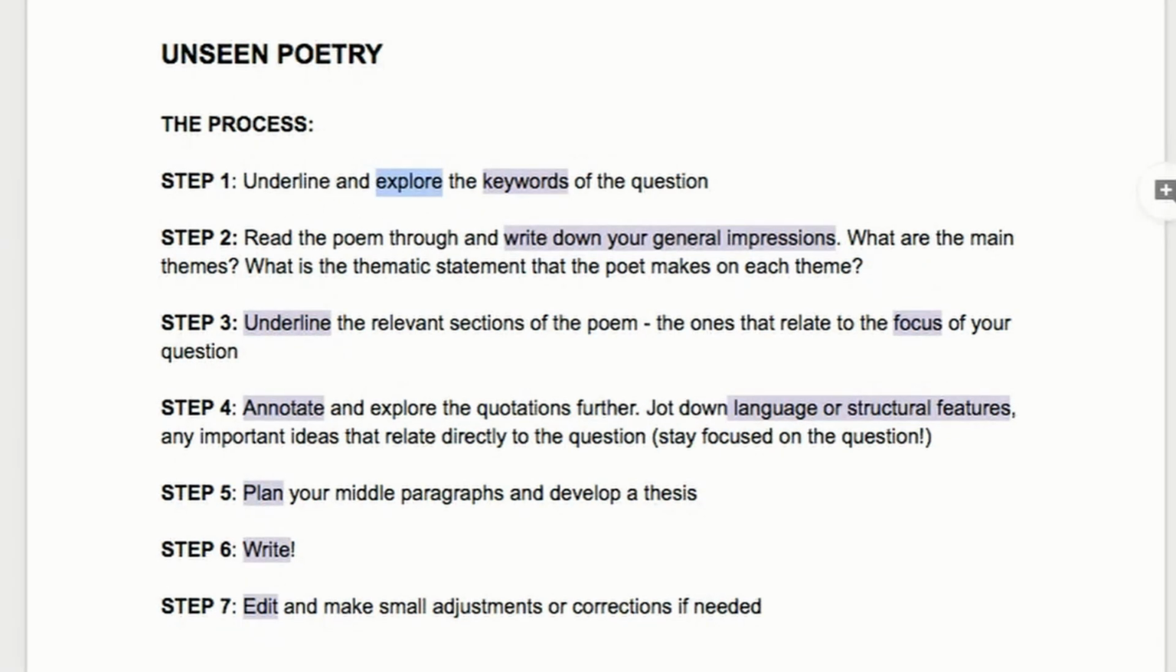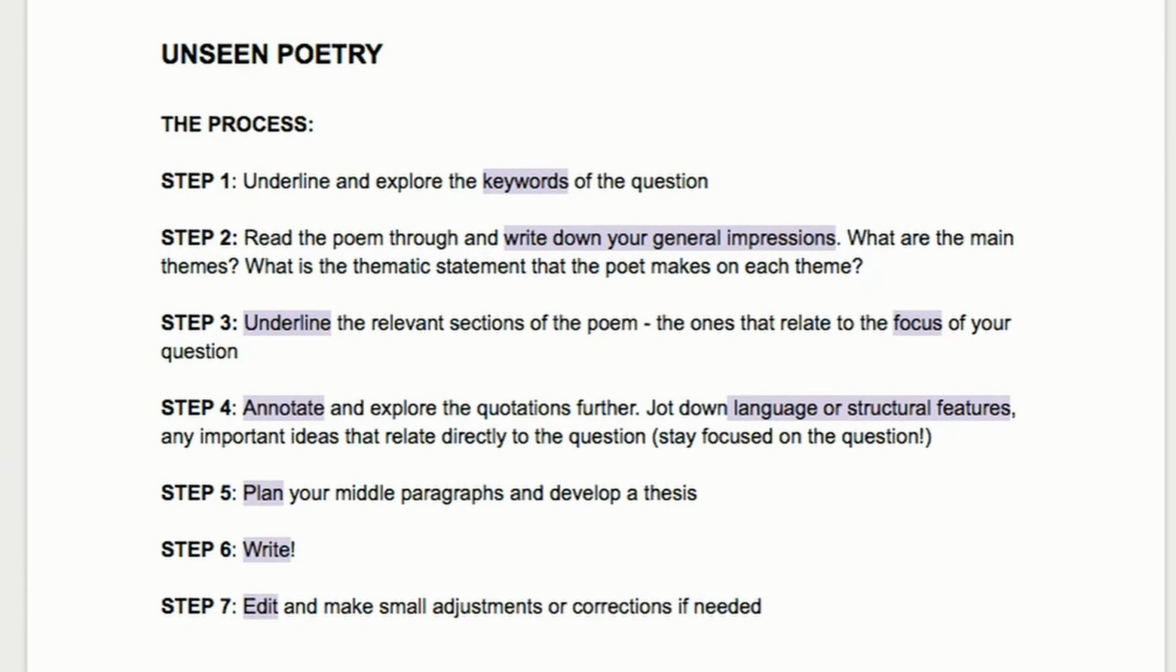Step 2, once you've understood the question and the keywords, is to read the poem through and write down your general impressions. It's not exactly a skim read, but you just read through, and as you're going through, write down thoughts and feelings. Whatever pops into your head, but things that are related to the question, not just random stuff that isn't going to be relevant. You also want to really try and get to grips with the underlying themes of the poem.